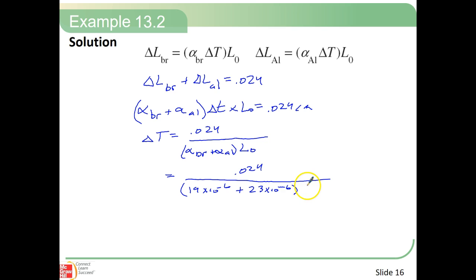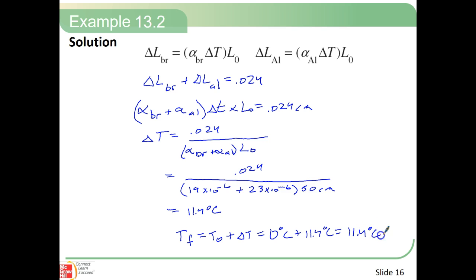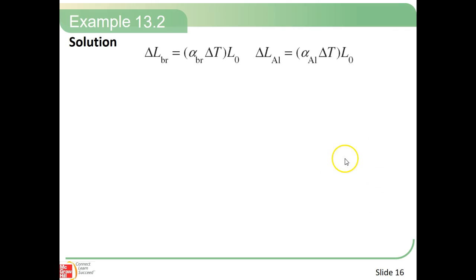Had to look both of those up, and we can multiply that by 50 centimeters. And that's equal to about 11.4 degrees Celsius. And so now we need to go through and take our final temperature. That's equal to our original temperature plus the change in temperature we just found. Nice thing is our original temperature was 0, so we can add that to 11.4 degrees Celsius, and we end up with an 11.4 degrees Celsius final temperature. So we're just going to heat it up to 11.4, and those two rods should just touch. So not too bad of a problem there.